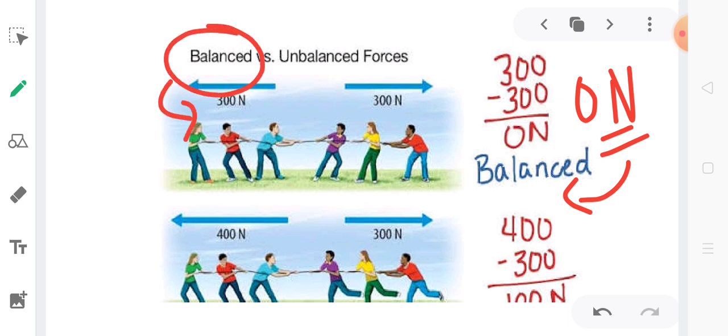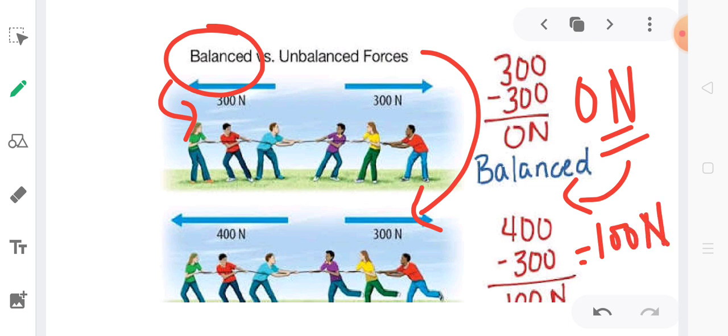since the forces are unbalanced, 400 minus 300 gives you an answer of how much? 100 Newton. So the net force is not equal to 0, hence the forces are unbalanced, and obviously the net force should be acting in the direction of the greater force, and accordingly the team should move. As you can see from the picture itself, the other team has been able to pull the losing team towards its side.